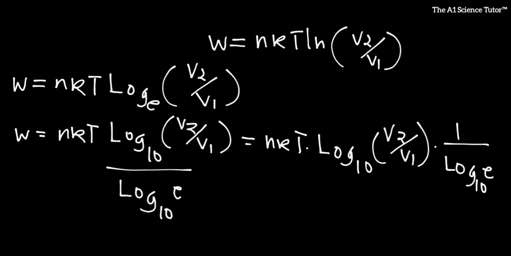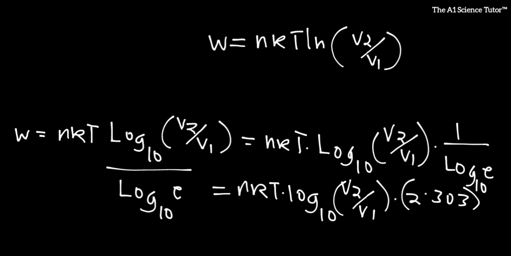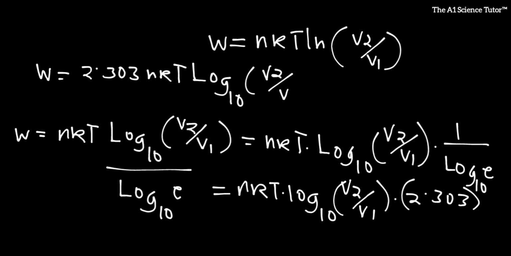Let me write it in a more chronological form. This is going to be nRT, and here you're going to have log to the base 10 of V2 over V1, multiplied by 2.303. Now I could also take this to the front, and so that is where we got it from. So I'm just going to write it over here. The work done is equal to 2.303 nRT logarithm to the base 10 of V2 over V1.